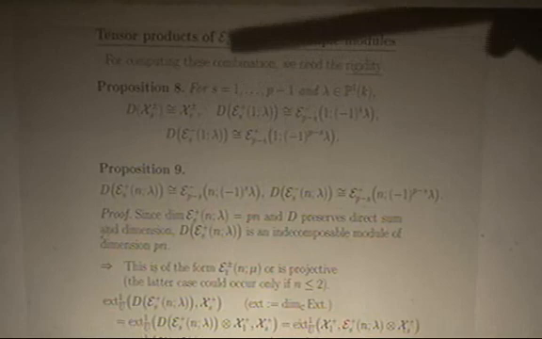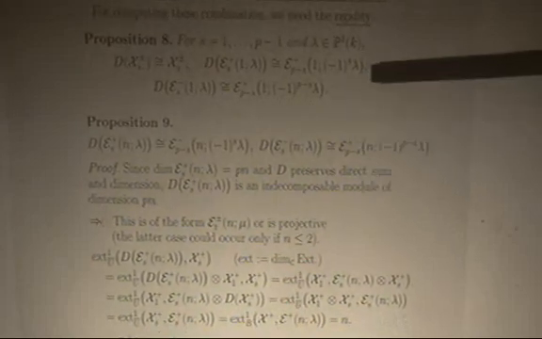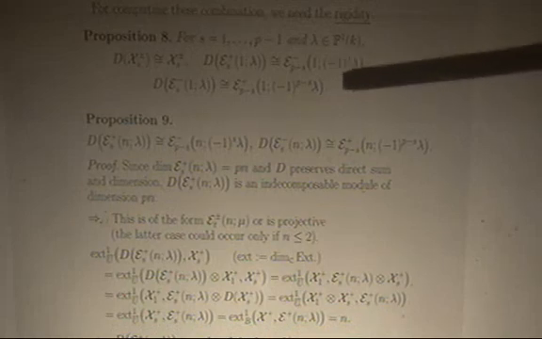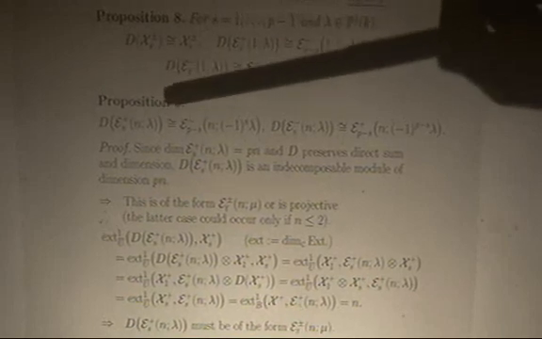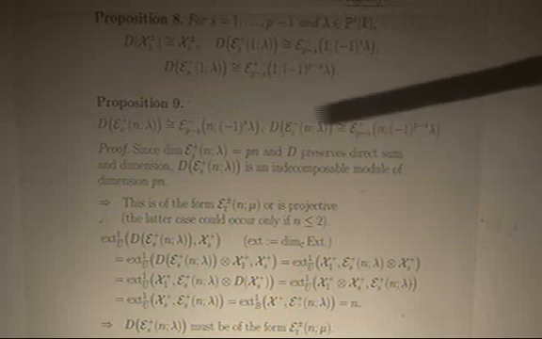And another typical example, the tensor product of this one with a simple module. Now, for computing this combination, we need the rigidity. Firstly, we calculate the dual of these modules explicitly. This result comes from a direct calculation. And second, the dual of these modules is isomorphic to this one, and the dual of these modules is isomorphic to this one.